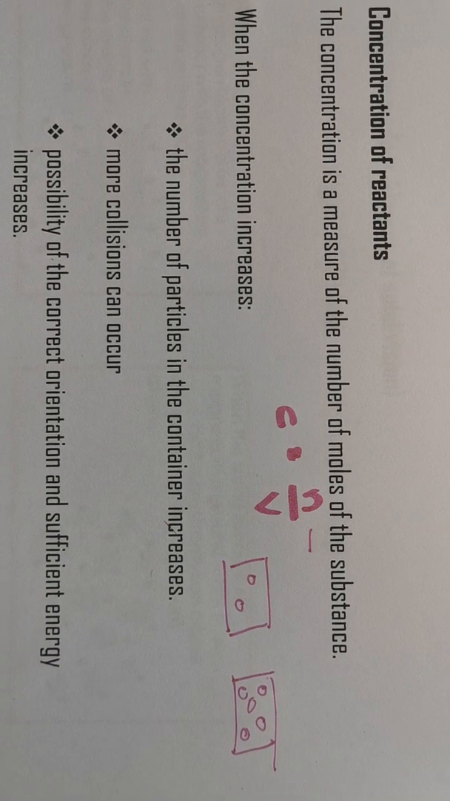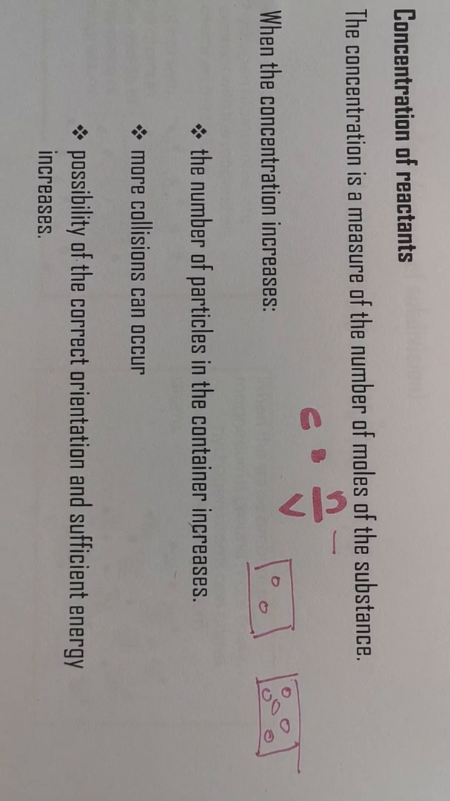Okay. When the concentration increases, it means the number of particles increases, and it also means that there are more collisions that can occur. Now, this concept, it should make quite a bit of sense. If you put more people into a room, the likelihood of those people bumping into each other increases, as you increase the number of people in that room. So it's the same with particles. The more particles you put into a specific space, the greater the chance of them actually bumping into one another.